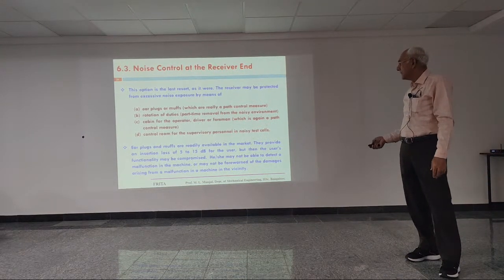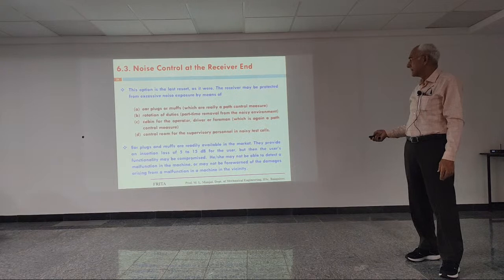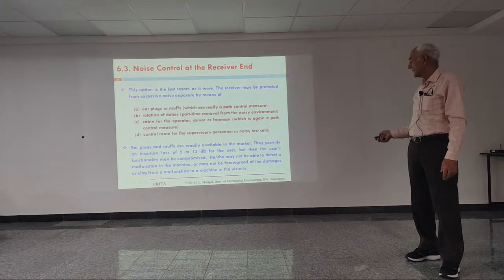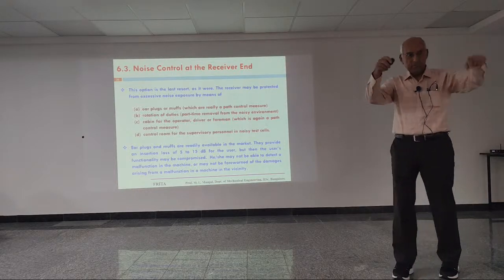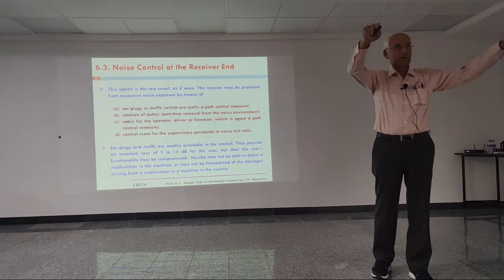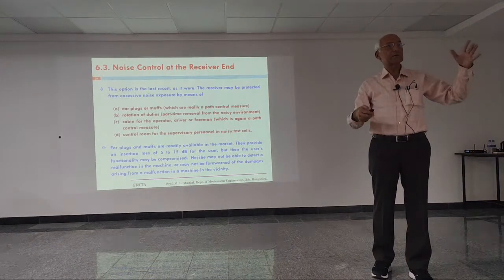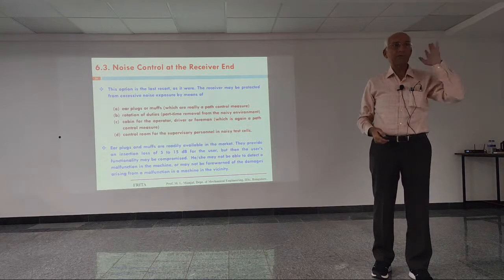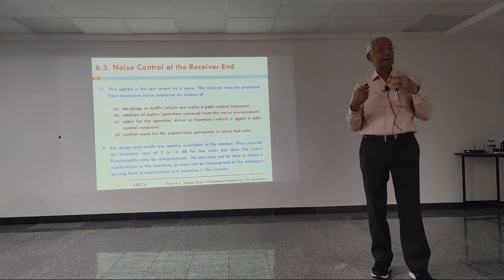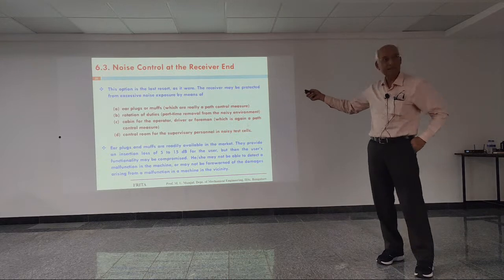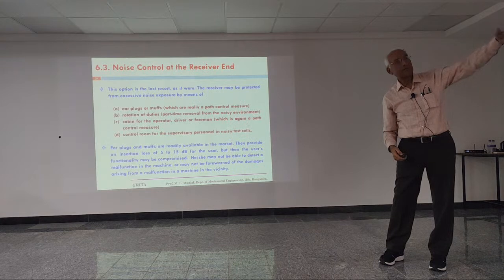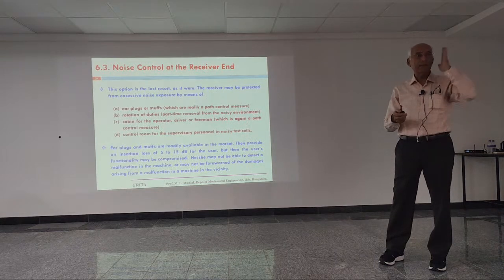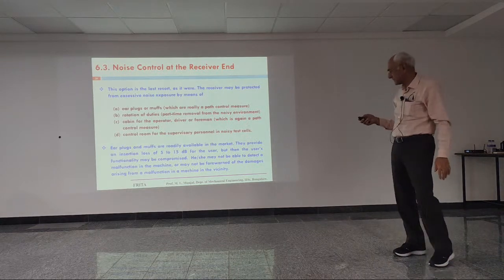Then a cabin for the operator, driver, or foreman, which is again a path control measure. You have to give him a cabin because he has to be on the floor looking at what is going on in the workshop. At the same time, he also has to do administration, talking on the phone, etc. So when we give him a separate cabin, through the glass windows he can supervise what's going on, and at the same time carry on the work.